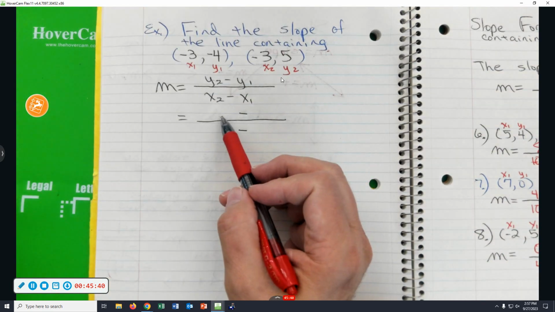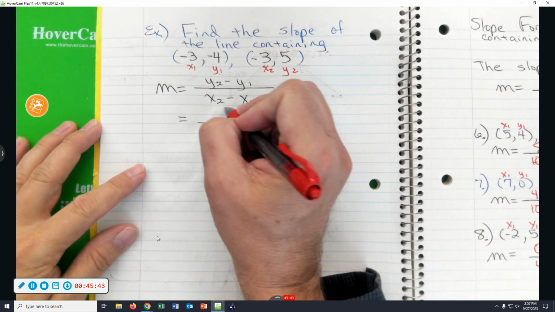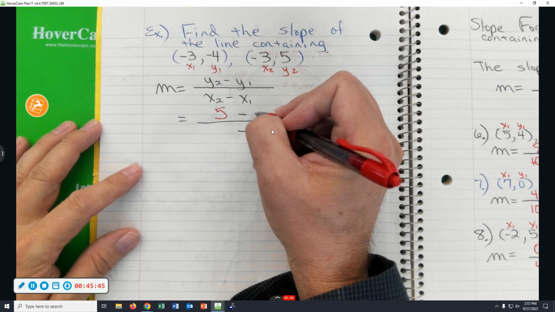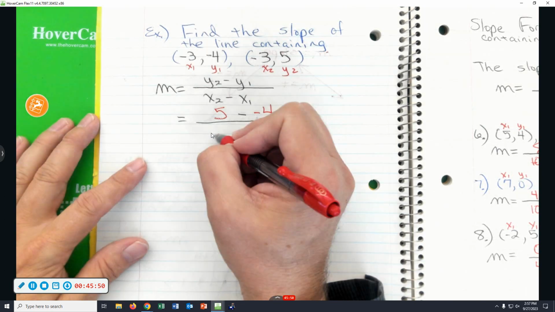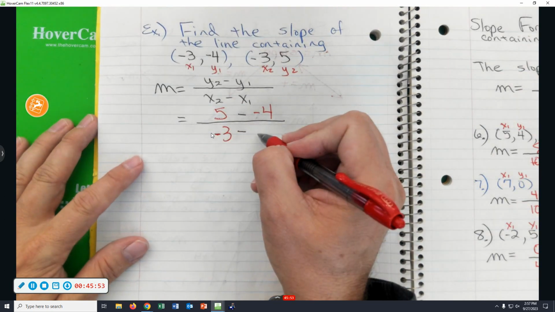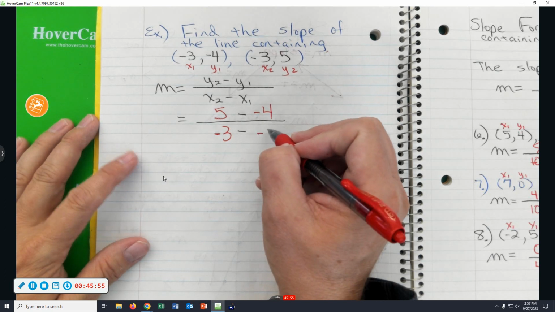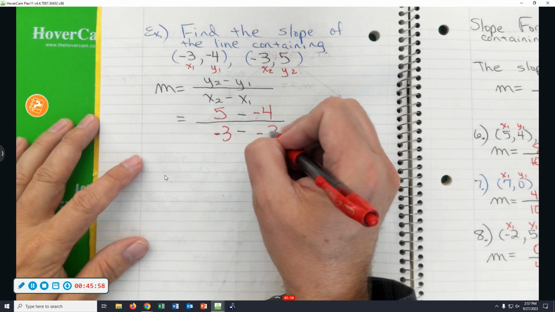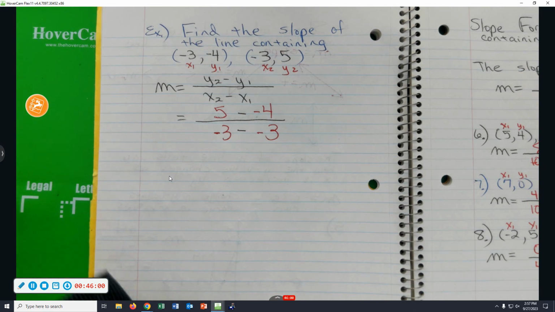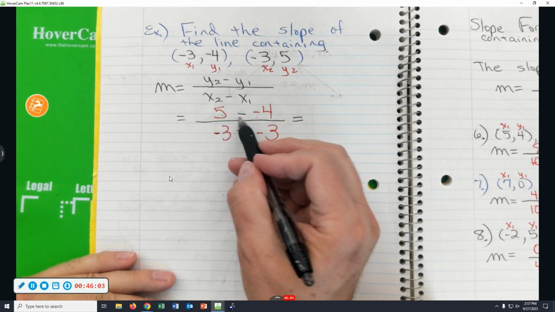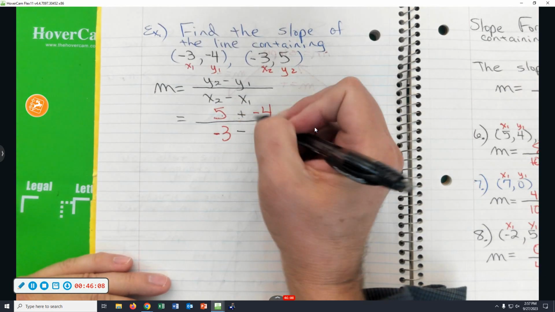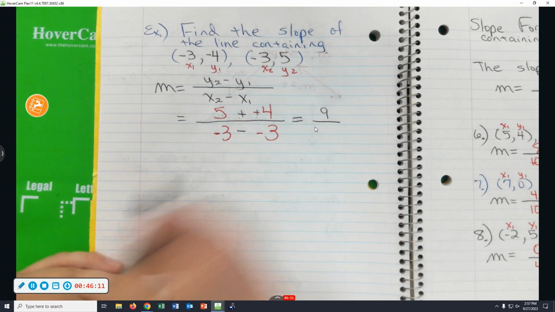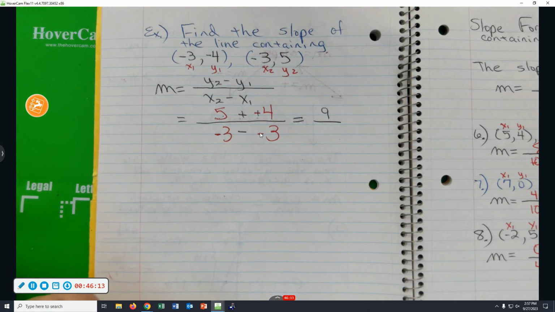What's going to go here? 5, okay. Minus negative 4, I agree. Here, negative 3 minus negative 3. Well, look at the numerator. 5 minus a negative 4, what's that going to become? That's going to become a 9. 5 plus 4 is 9. What about the denominator? Negative 3 minus a negative 3. That gives me a 0.